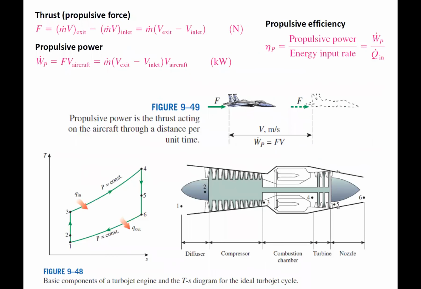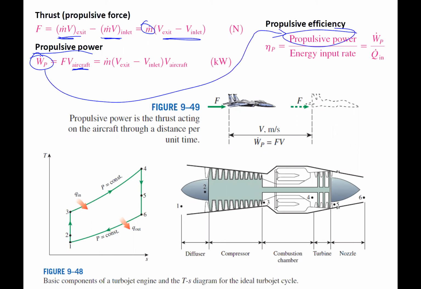All right, so here is our thrust and our efficiency that we use for these. We're wanting to get a propulsive force, which is the mass flow rate times velocity at the exit, minus mass flow rate times velocity at the inlet, mass flow rate equal. It's just the mass flow rate times the difference in the velocity. If we want propulsive power, we just multiply that times the velocity of the aircraft. That'll give us a propulsive power, which is our desired output. We're trying to get propulsive power, so that is our desired output, not the work net.